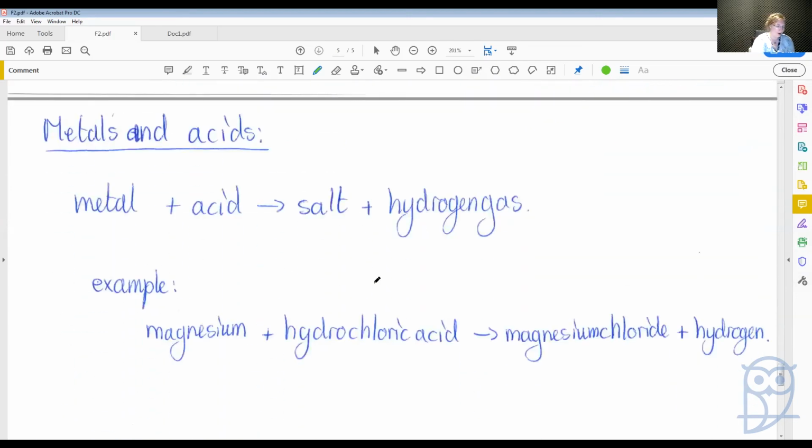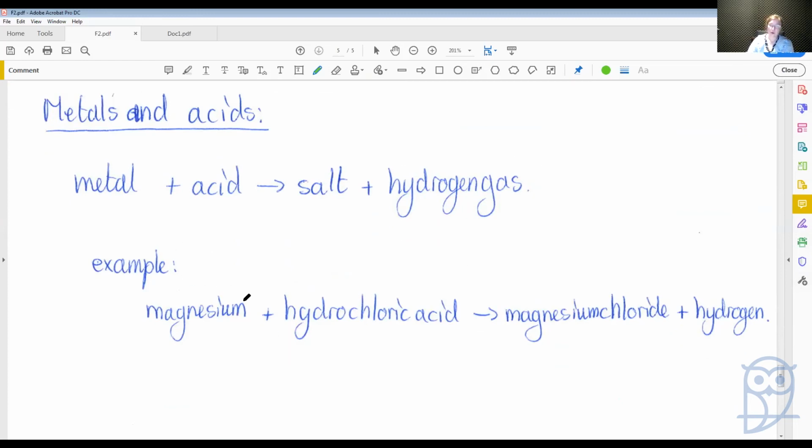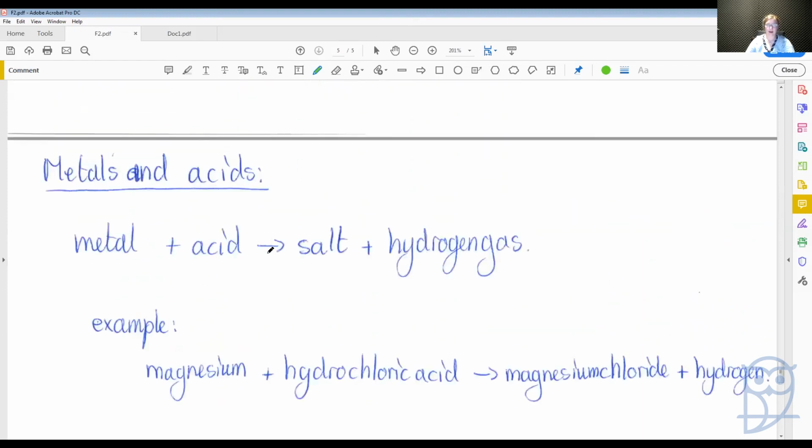So our last few kinds of reactions, we've got metals reacting with acids. So if we have a metal reacting with an acid, we get a salt and some hydrogen gas. So here's our example. We have magnesium combining with hydrochloric acid. So the hydrochloric tells you that you've got a chloride over here. So you're going to get magnesium chloride and hydrogen as your products. So this is a metal reacting with an acid. Okay, and that is it for this.